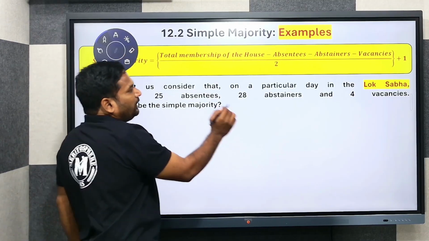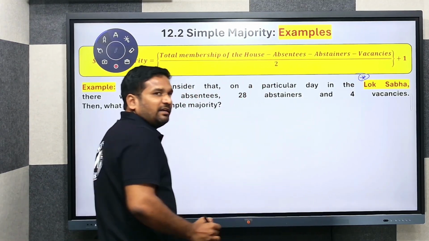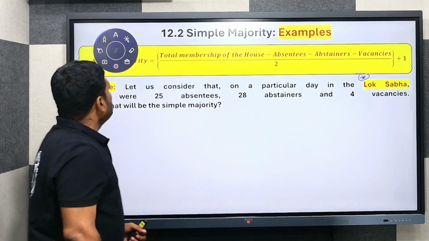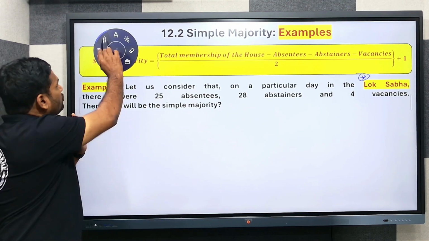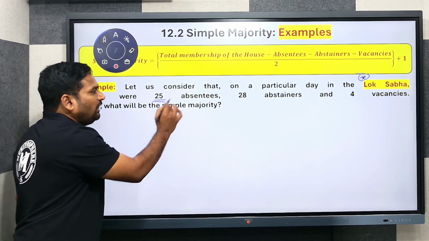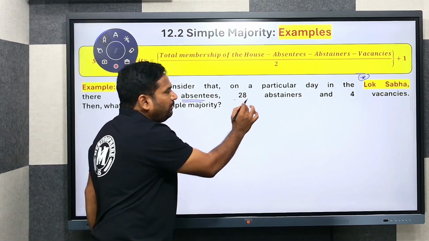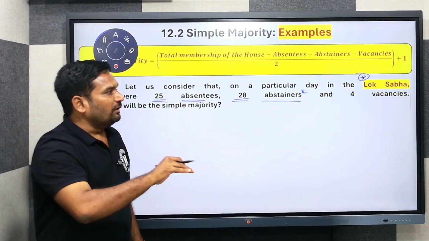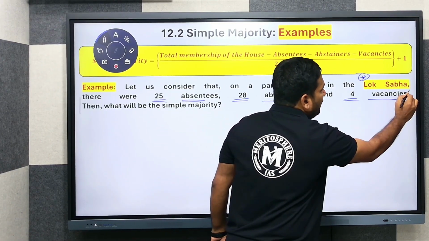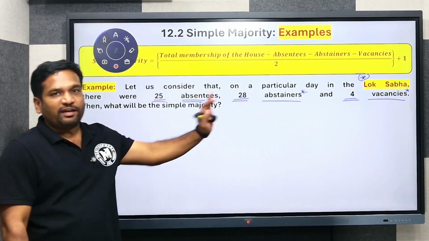It is related to Lok Sabha. Got my point? So this example is related to Lok Sabha. The example says that 25 members are absentees and 28 members are abstainers. That is, they are present there, but they declined to participate in the voting. And 4 seats are vacancies.